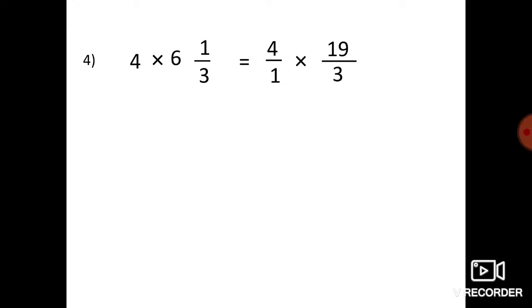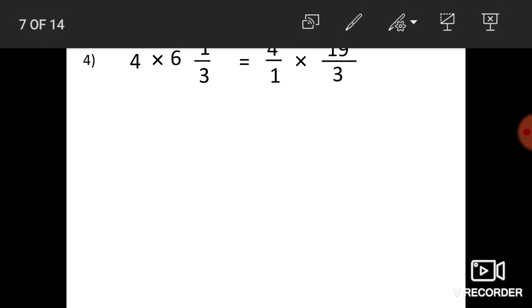divisible by any number. First consider 4 by 1. 1 is there, so not divisible. Then 4 by 3. We can check 4 with 3. In 4 and 3, any common number? No common number. Then take the next number 19. In 19, any 3? No. So 19 by 3 and 4 by 1 are not divisible there.